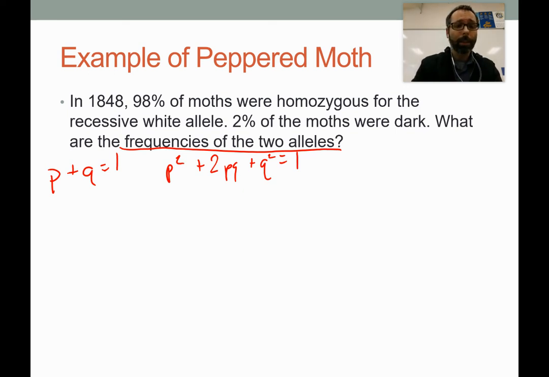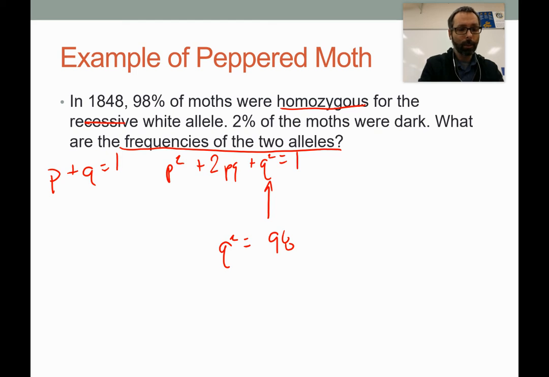So what do I know? I know that 98% of the moths were homozygous recessive for the white allele. So which one of these P's and Q's and Q squareds and P squareds represents the homozygous recessive individuals? That would be the q squared. Homozygous recessive is q squared. So I know that q squared is equal to 0.98.